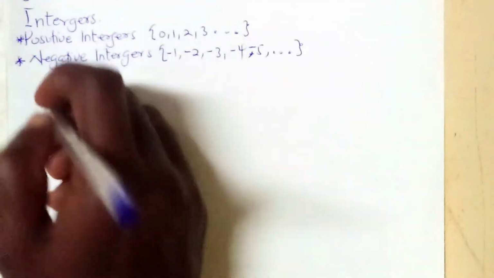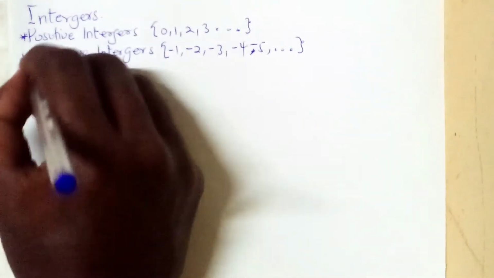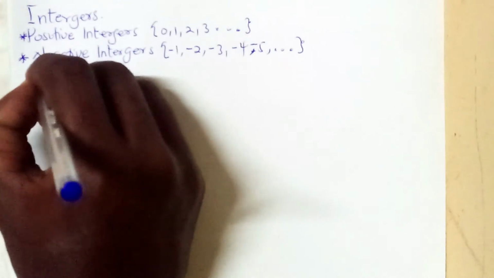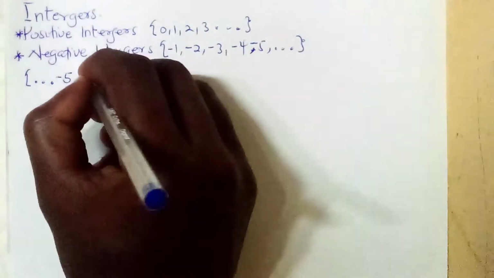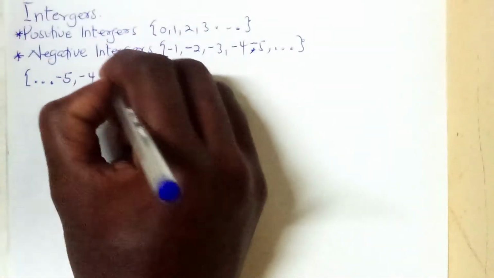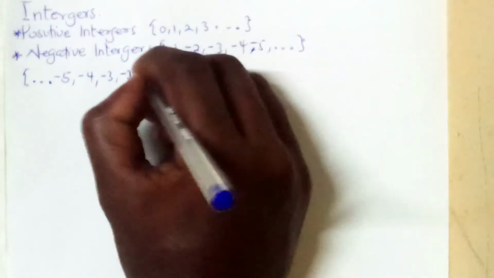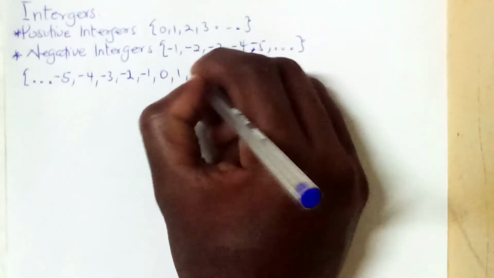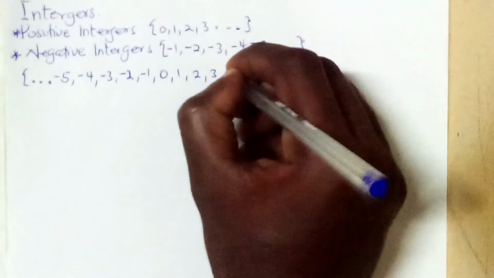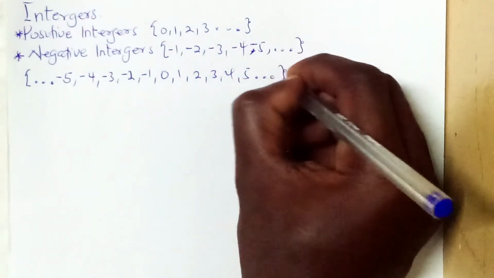So let's combine the positive and the negative integers, starting from -5. We have -5, then -4, -3, -2, -1, then move on to 0, 1, 2, 3, 4, and 5, with our three dots to show it goes on.